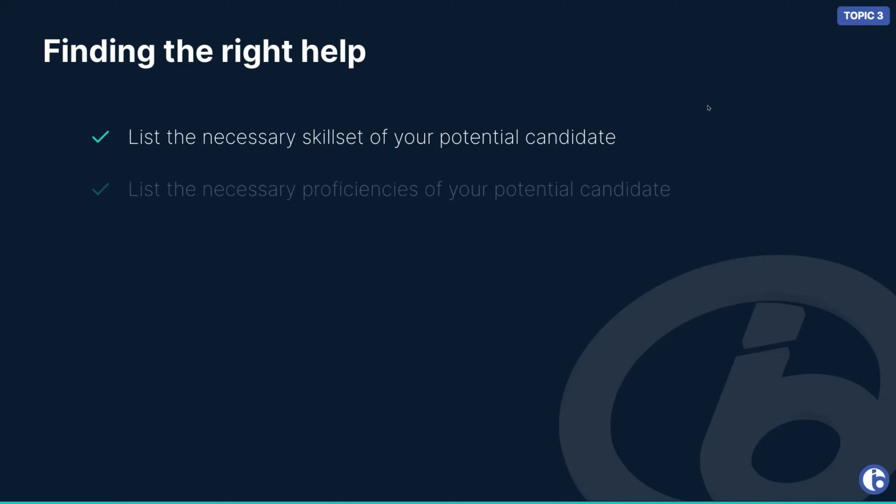Okay, so second thing that you need to do is list the necessary proficiencies of your potential candidate. Now, once again, what would be massively advisable for me, but also very helpful for you, is if you did have a little notepad here or something to write down on and just list these items if you are going to look to outsource now or in the near future. Okay, so list the necessary proficiencies of your potential candidate. Now, the reason the proficiency is different to a skill set is because this is something that, yeah, we can do that. Okay, so are you proficient in Excel, for example?